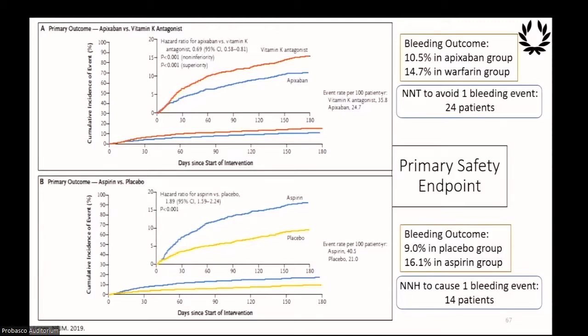Concerning the aspirin versus placebo, bleeding outcome occurred in 9% in the placebo group and 16.1% in the aspirin group. Again, this was statistically significant difference as the patients on DAPT had this higher incidence of bleeding. Taking the hazard ratio, you can calculate a number needed to harm of 14 patients. So for every 14 patients that are on aspirin in the setting of dual antiplatelet therapy, 1 patient might have a bleeding event.